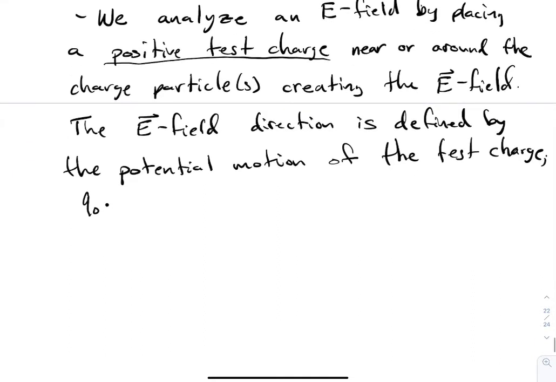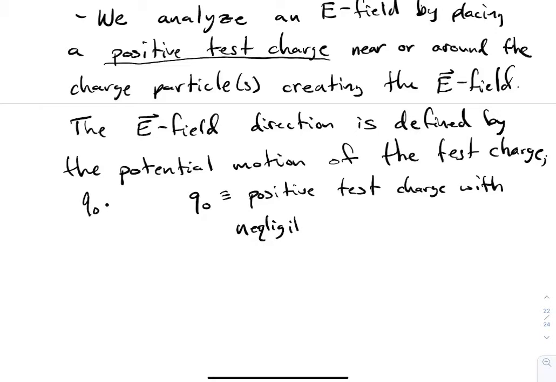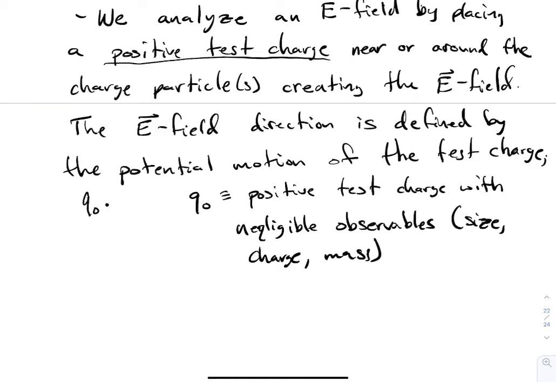So just before we go on, we'll say Q sub O is defined as a positive test charge with negligible observables. Size, charge, mass. So the only real point of this test charge is that it's positive. So we will look at what the effects on some positive charge will be around other charged particles.